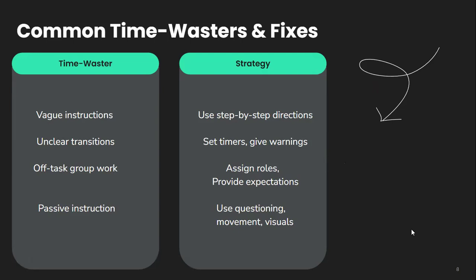So some time wasters are vague instructions. The strategy to fix that is use step-by-step directions. Unclear transitions, so set timers, give warnings. Off-task group work, assign roles, provide expectations, and then, of course, passive instruction. Use questioning, movement, and visuals. So all of these things can be used in any grade level and in any setting.